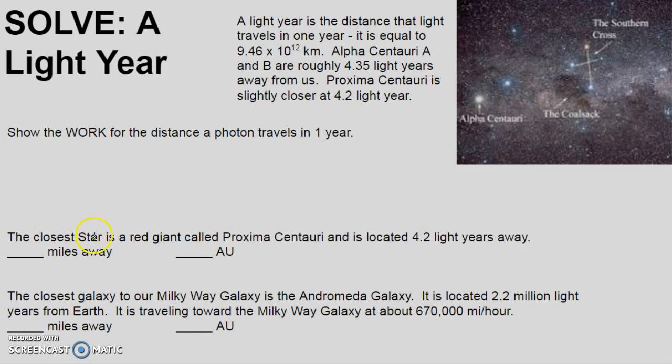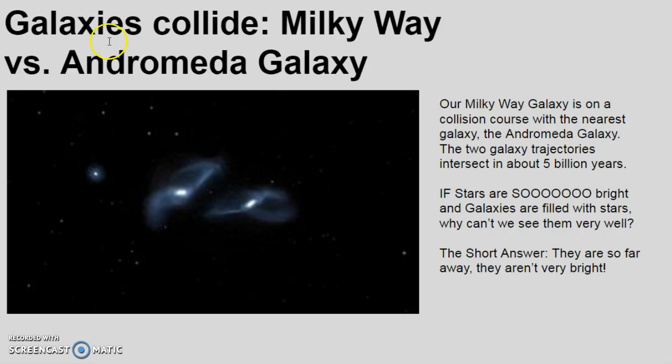And then I'm going to have you calculate, the closest star is the red dwarf called Proxima Centauri and is located 4.2 light years away. How many miles away is that, and how many AUs is that? The closest large galaxy to our Milky Way galaxy is called the Andromeda Galaxy, and it is located 2.2 million light years from Earth. It is traveling toward the Milky Way galaxy at about 670,000 miles per hour. How many miles away is the Andromeda Galaxy? How many AUs is the Andromeda Galaxy?